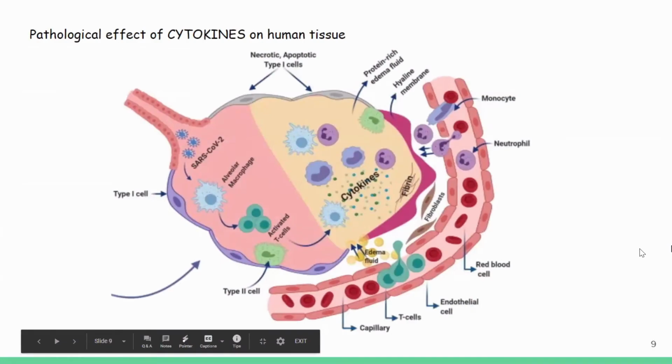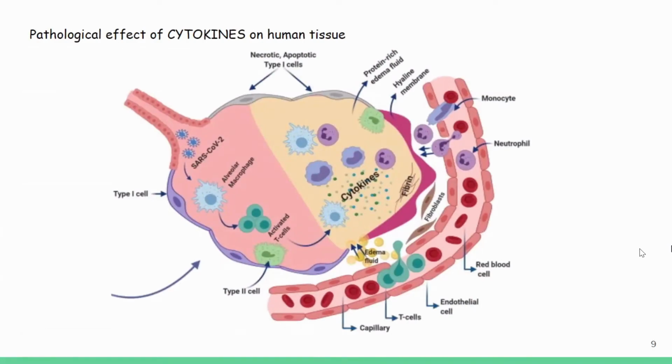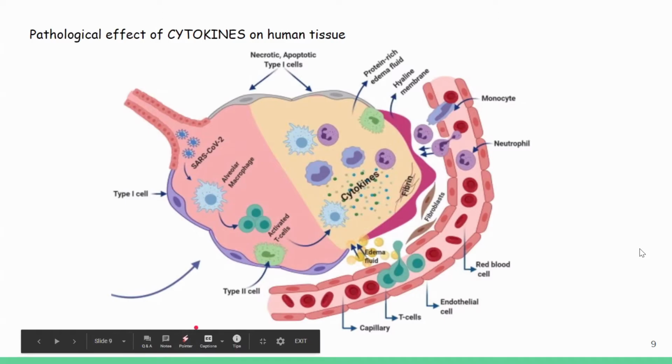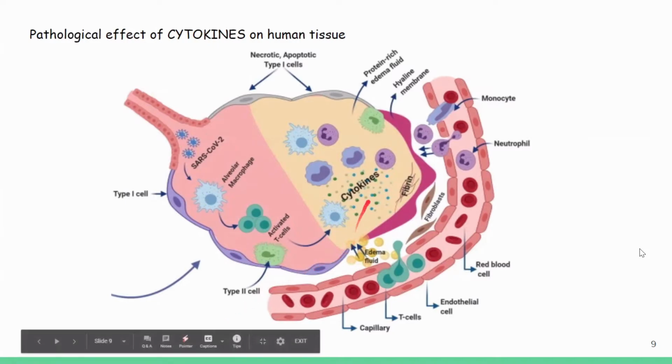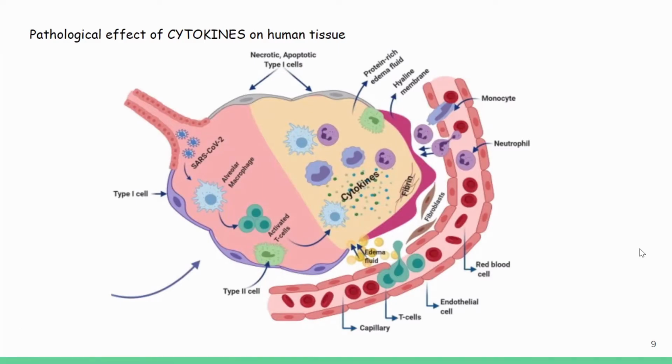As you can see from this picture, this is the pathological effect of cytokine storm on human tissue. Due to the excess release of cytokines as a result of hyperinflammatory reaction, there is a destabilization of endothelial cell-to-cell interaction, and the vascular membrane is damaged, and there is formation of hyaline membrane. You can see the hyaline membrane in pink, and the vascular membrane leakage also clearly.